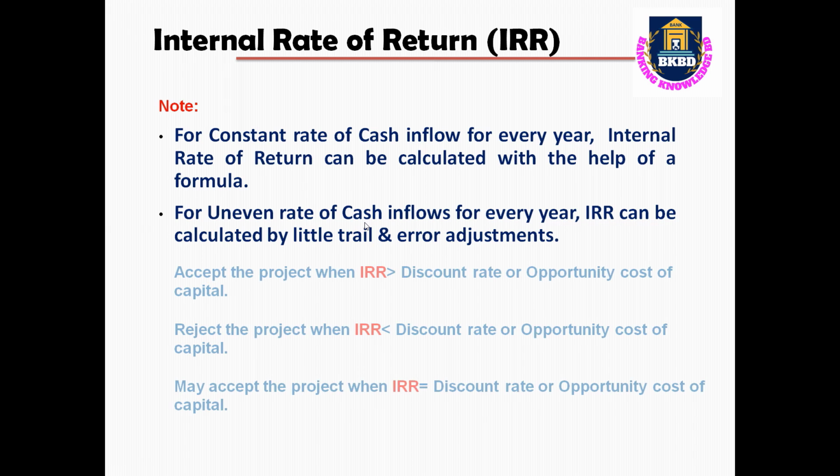So accept the project when IRR is greater than the discount rate or opportunity cost of capital. Then we shall reject the project when IRR is less than the discount rate or opportunity cost of capital. We may accept the project when IRR equals the discount rate or opportunity cost of capital. Okay, so many of us also calculate the case when IRR, internal rate of return, equals the discount rate.